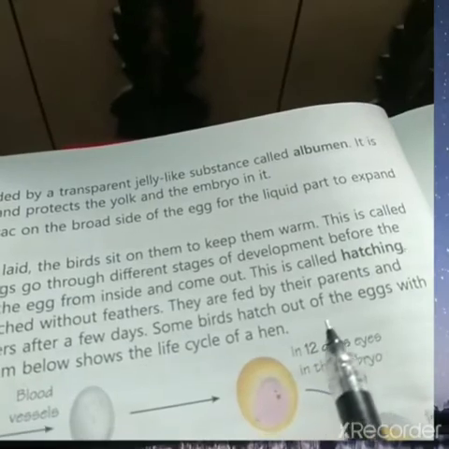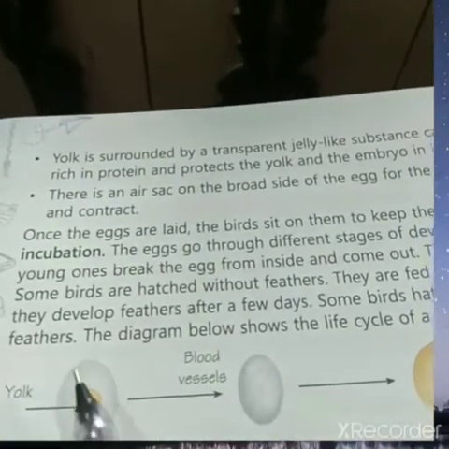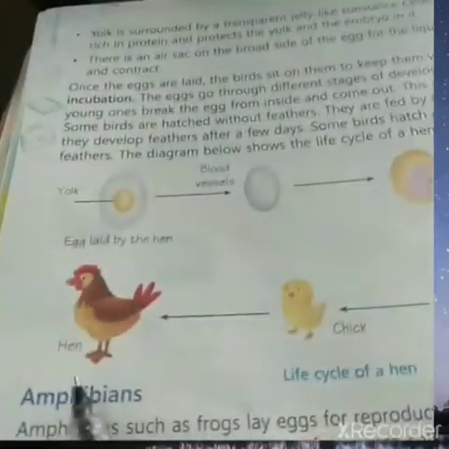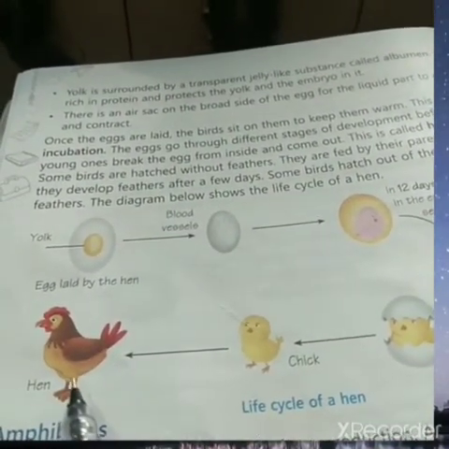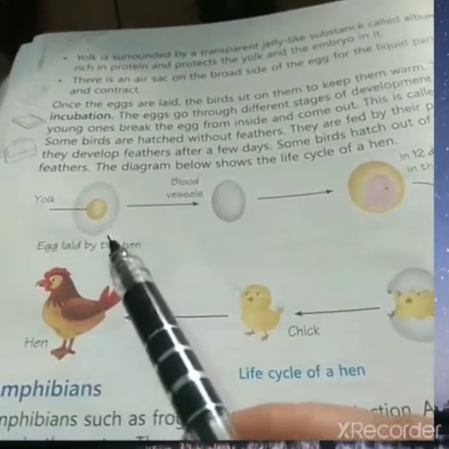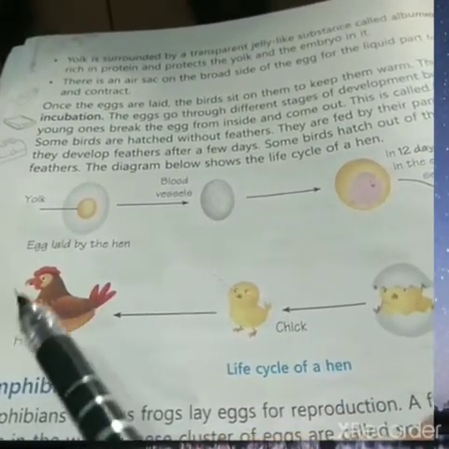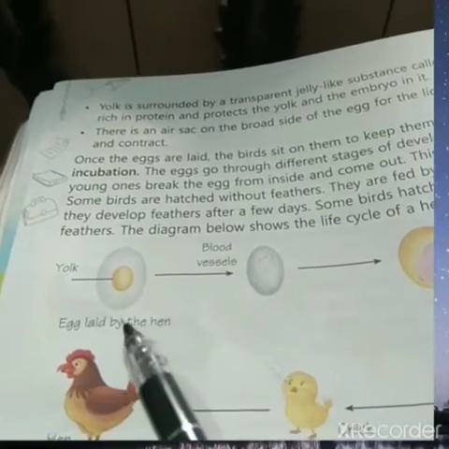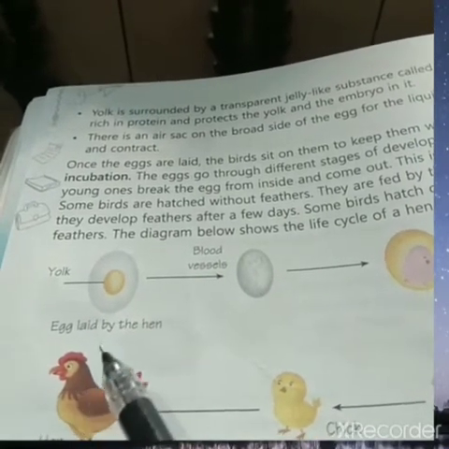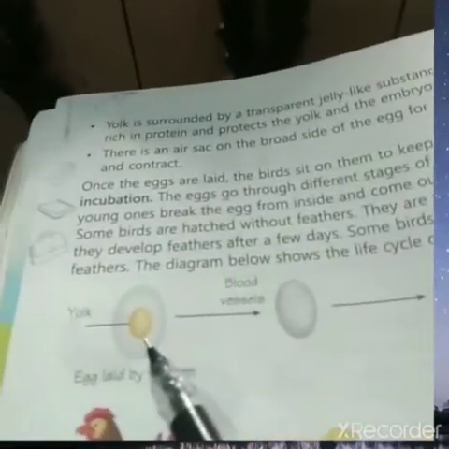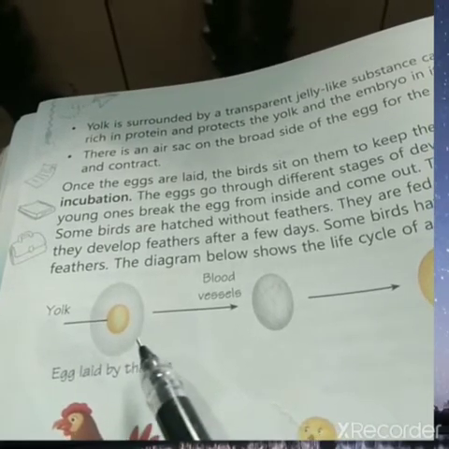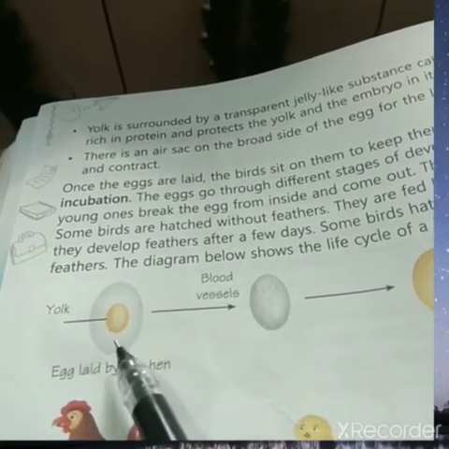Some birds hatch out of the eggs with feathers. The diagram shows the life cycle of a hen. This is the matured hen. So how does it become matured? First, the hen lays the egg. After some time, the egg hatches. This is the egg, this is the shell, this is the yolk and this is the albumin.